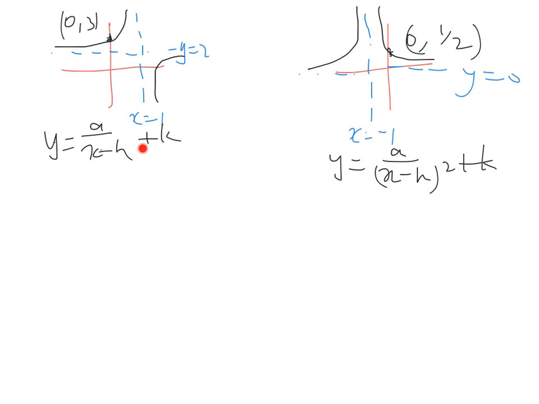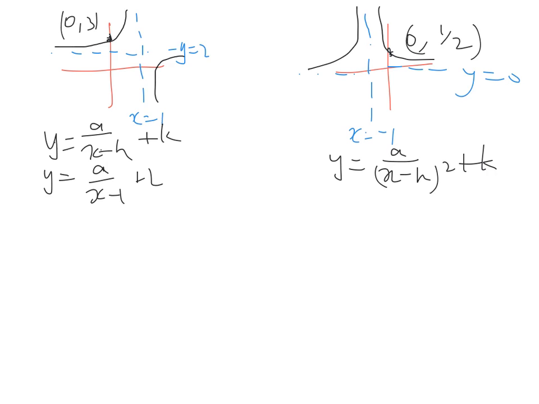So we write down our general equation, y equals a over x minus h plus k, and we look at our asymptotes. We've got an asymptote at x equals 1, so that tells us that h is 1. We also have a horizontal asymptote here of y equals 2, so k will equal 2. So we'll put that in. We say that y equals a over x minus 1 plus 2.